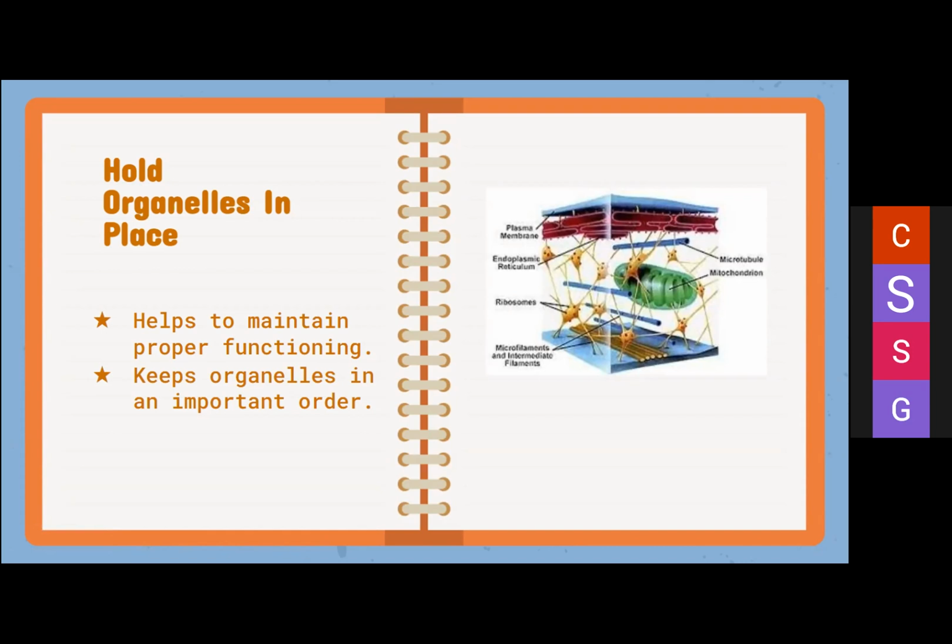A comparison to this is in the human body. If our organs didn't stay in place and were able to move freely around our bodies, they wouldn't function properly, which would cause humans to not function properly.